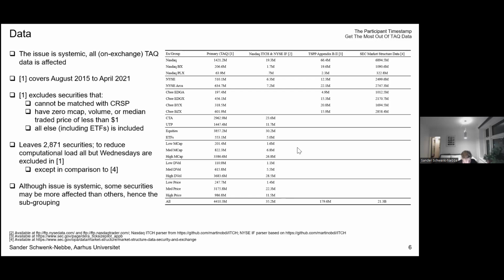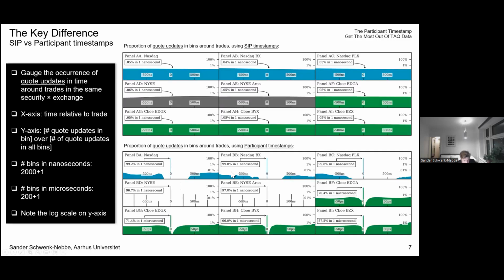So the initial observation gave us a hint. In very short time, prevailing quoted prices move away from trades, at least in participant time, but not in SIP time. So what we do now is gauge the occurrence of quote updates in time around trades in that same security and exchange.